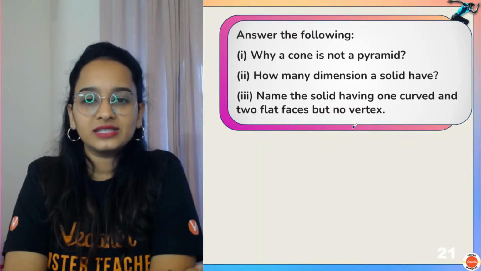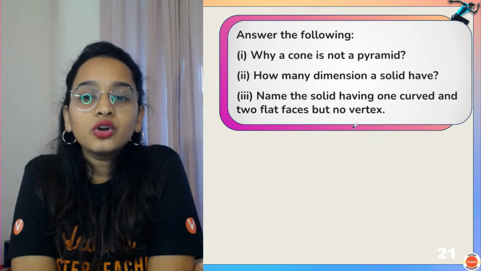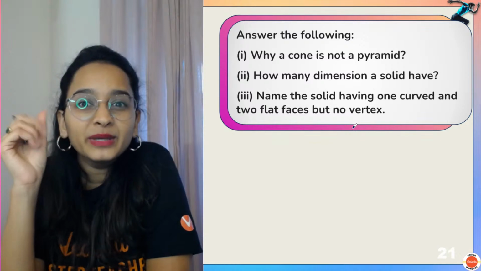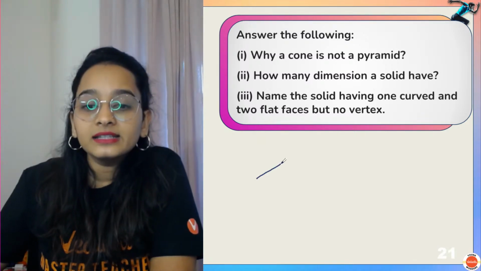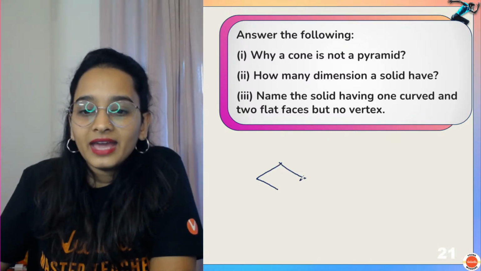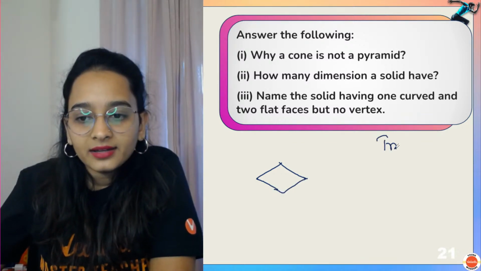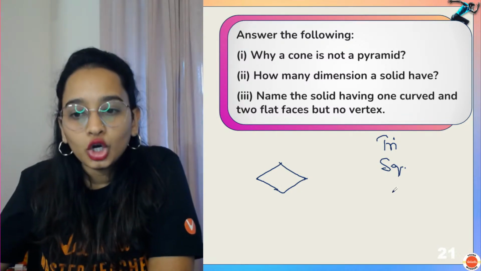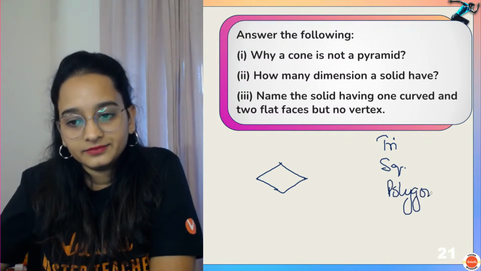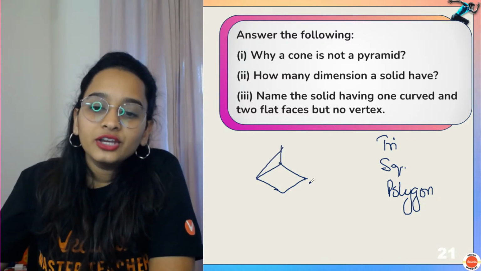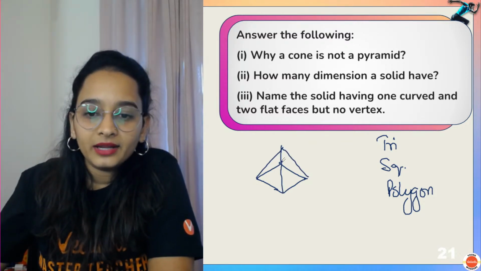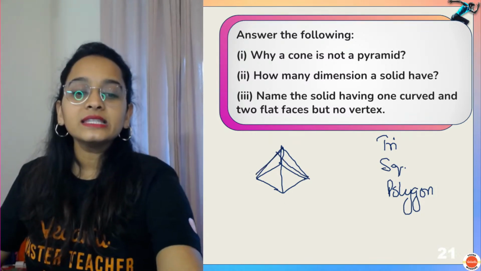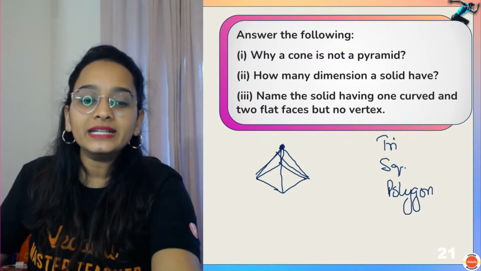Let us solve a few questions. Answer the following. Why is a cone not a pyramid? What is a pyramid? All of you have heard about the Egyptian mummy pyramids, right? So a pyramid is a three-dimensional shape where the base is either a triangle or a square or a rectangle sometimes, or a hexagon, pentagon, octagon, any polygon in general. And from every side, you can see a triangle coming out, right? So that is your pyramid, and it will have a pointed tip.